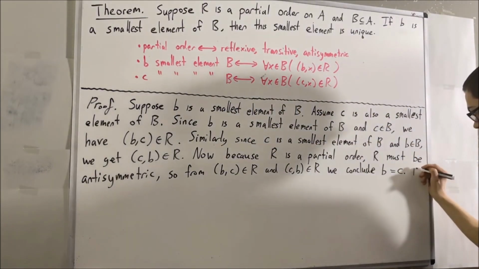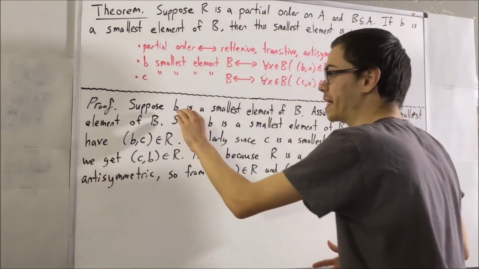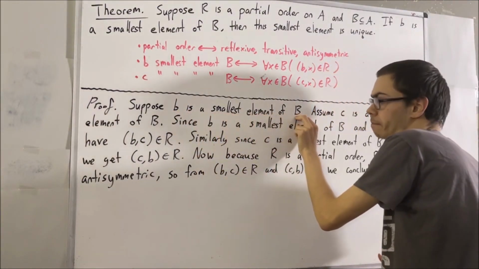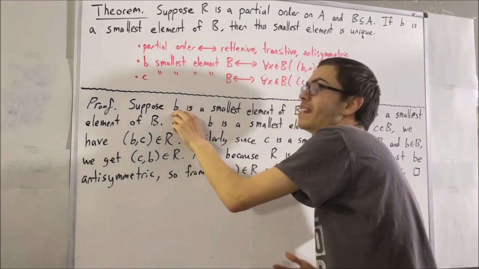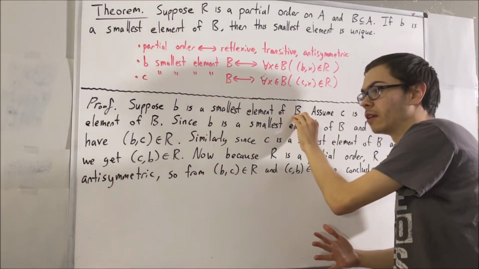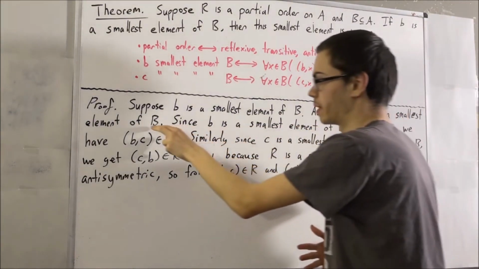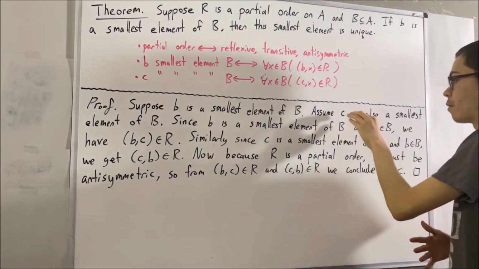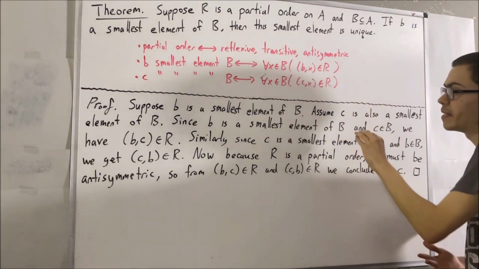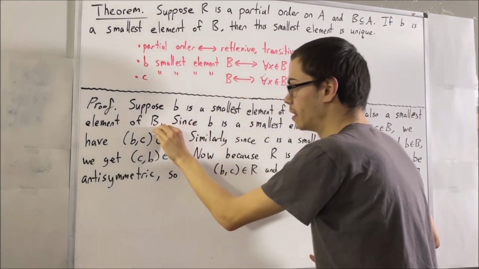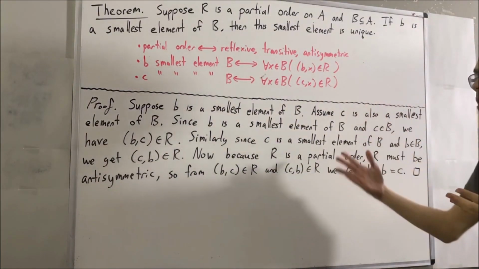And so this completes the proof. The reason why this completes the proof is because we started out by being given a smallest element of B, namely little b. And we proved that little b is the only smallest element of B. The way we did that is we considered an arbitrary smallest element, c, of our set B. And we proved that c must be equal to little b. And since c was arbitrary, this means that every smallest element of B must be equal to little b. And so that proves that b is the only smallest element of B.